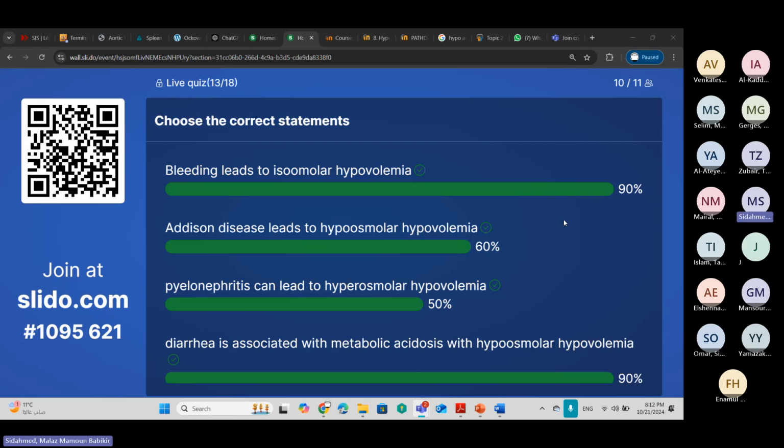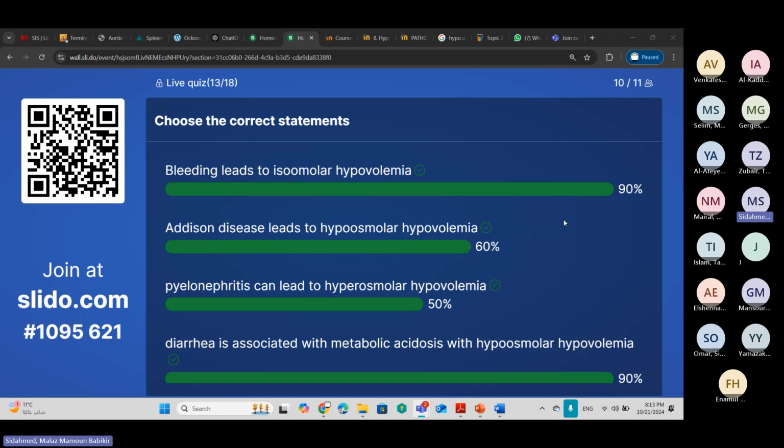Pyelonephritis can lead to hyperosmolar hypovolemia. Okay, this is maybe difficult. Pyelonephritis is a kidney disease that causes polyuria, and I think it's written in the script, kidney diseases with polyuria like pyelonephritis and glomerulonephritis. So pyelonephritis is a kidney disease that causes polyuria and hypoosmolar fluid is lost, so you remain with hyperosmolarity and hypovolemia. And diarrhea is associated with metabolic acidosis with hypoosmolar hypovolemia is correct.